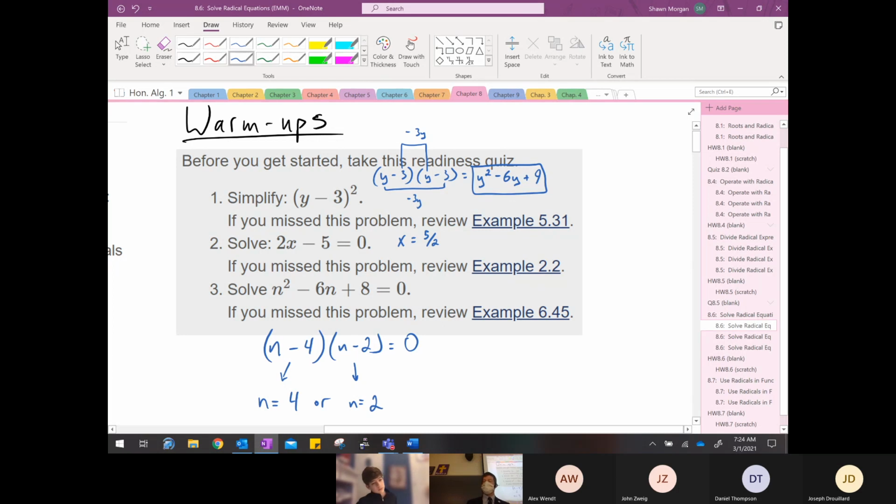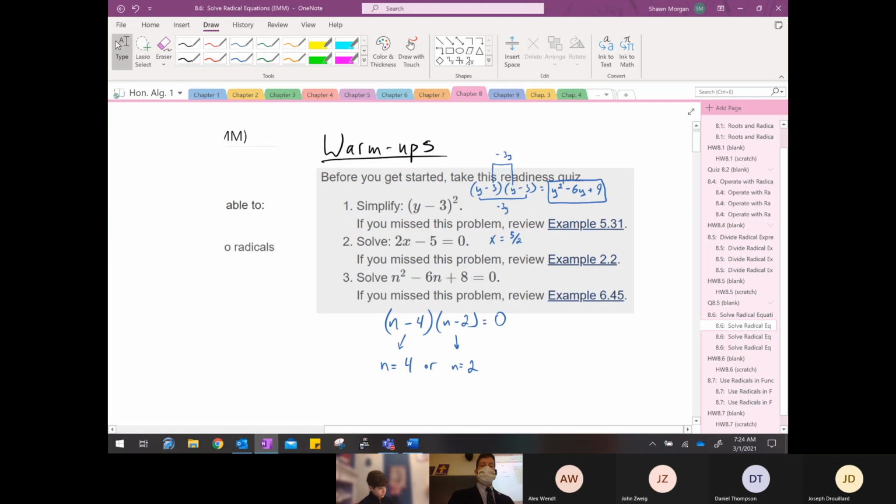And that's using factoring in the ZPP. That's the only way so far that I've taught you guys how to solve a quadratic equation. Every quadratic equation that you guys have encountered up to this point in the school year has been factorable and therefore ZPP-able, if I could say it that way. Okay? All right, so any questions on this quick little warm-up? We're going to be using these skills today.